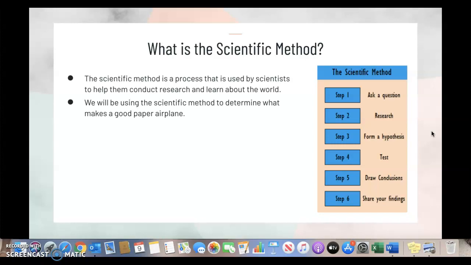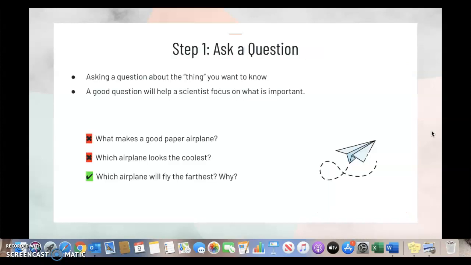And then you'll do testing to get some data to support or not support your hypothesis. From that data, you'll draw conclusions. And then a big part, which a lot of people forget, is you want to share your findings, okay? You don't want to just do all this research and keep it to yourself. You want to share it so others can also learn about the topic you did, okay?